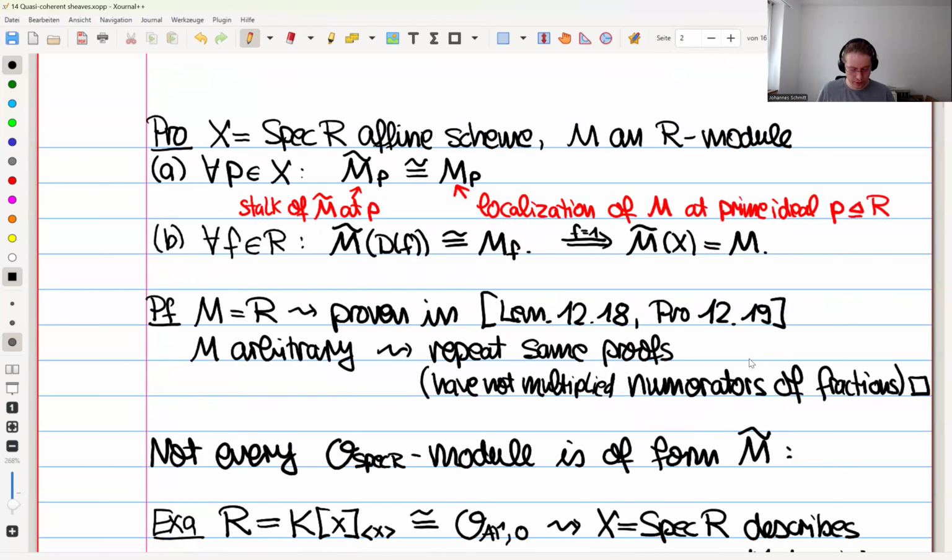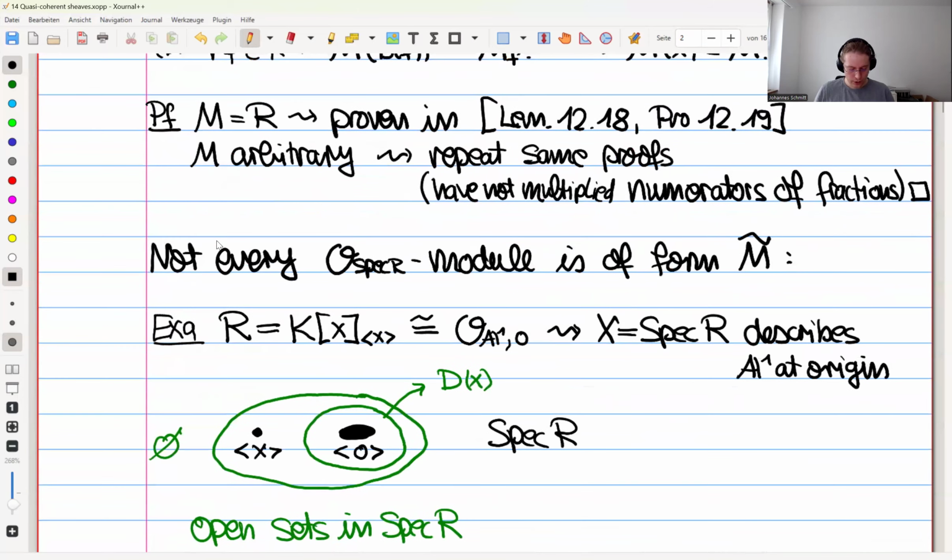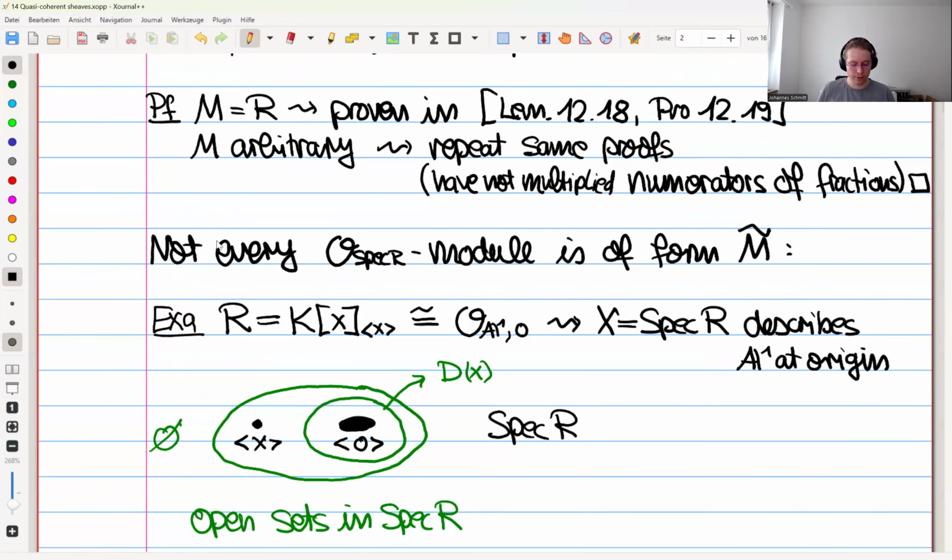And just to conclude this video here, we show that not every O_{Spec R}-module is of this form. And to get a certificate that something is not of this form, we actually use this proposition. This is also a nice example to keep in mind in your internal library of examples of schemes. If you take the ring R to be the localization of K[X] at the prime ideal generated by X, then, since it's a localization at a prime ideal, it's in fact also just the stalk of O of A^1 at the point 0.